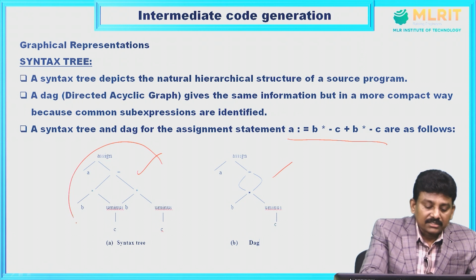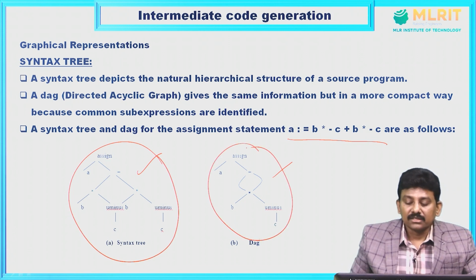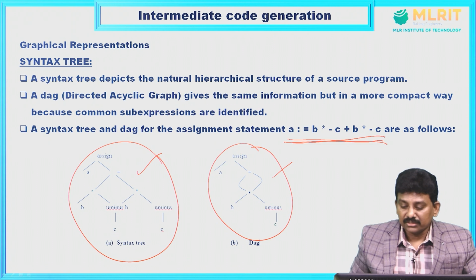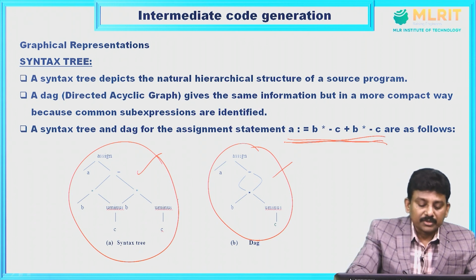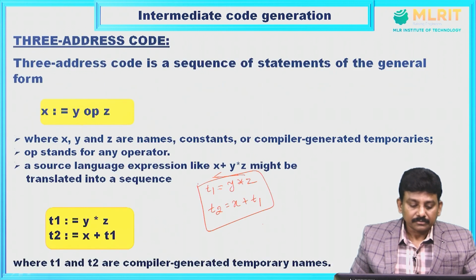From this syntax tree, we can write the 3 address code. From this DAG, we can write the 3 address code. We know how to draw the syntax tree and DAG for the expression A is equal to B star minus C plus B star minus C. From this expression, we can write the 3 address code. How to write the 3 address code?